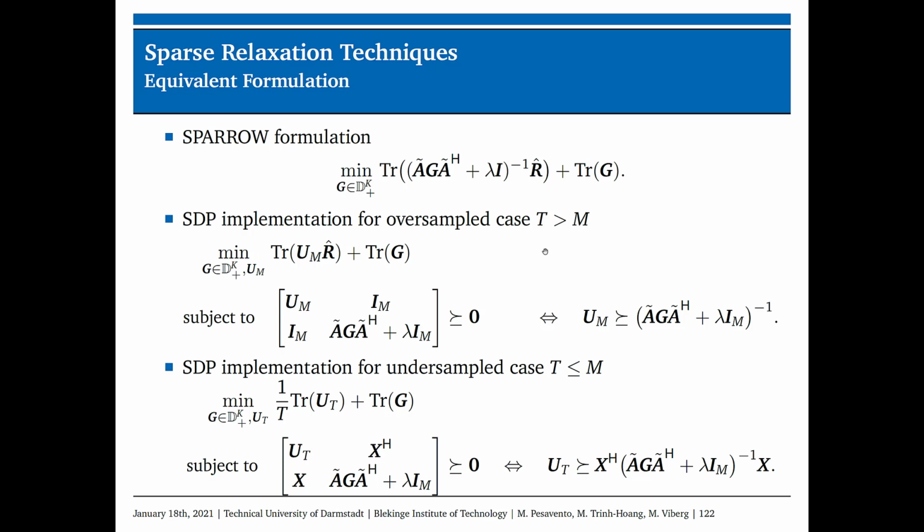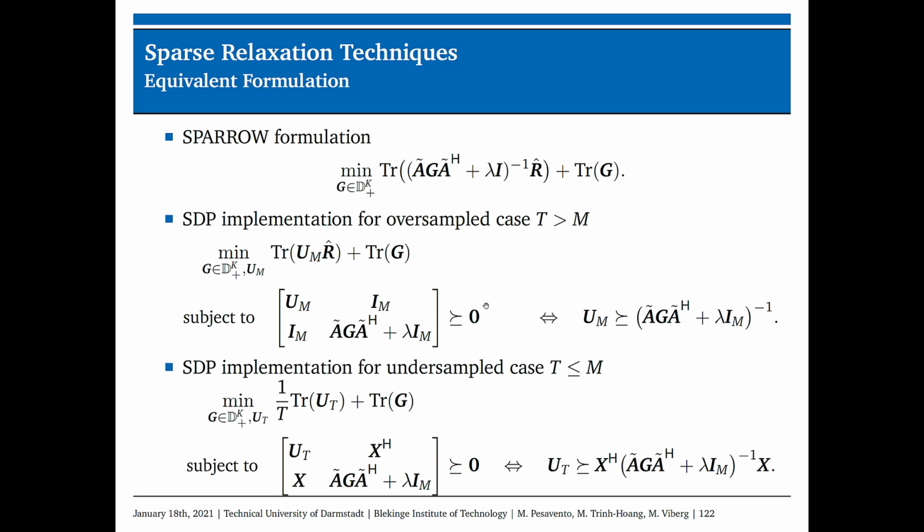If the number of snapshots t is exceeding the number of sensors, that is called the oversampled case, we use the first formulation where we replace, or if you want upper bound, the inverse in the cost function by the matrix U, and in this case we have an affine objective and additionally the upper bound constraint. Then we employ Schur's theorem to obtain a semi-definite constraint.